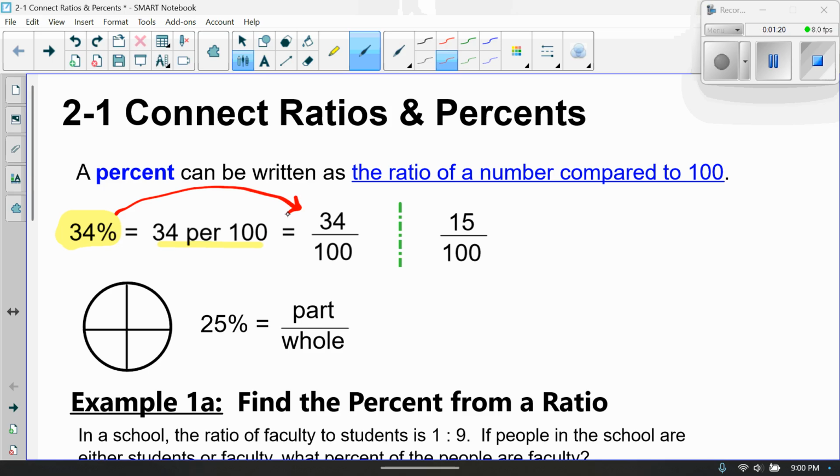So if I were taking 15 over 100, if I want to write that as a percent, well, we know that 15 per 100, that per 100 means that's the percent. Okay, so this is 15%.